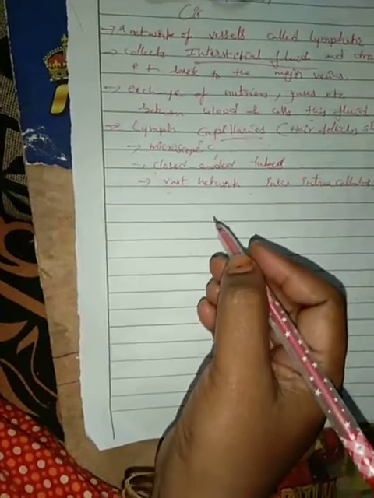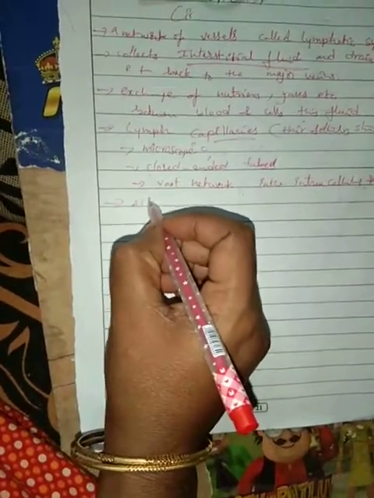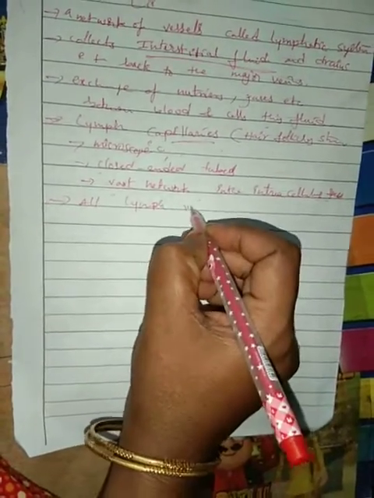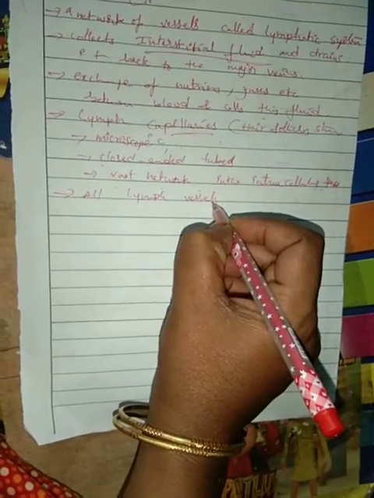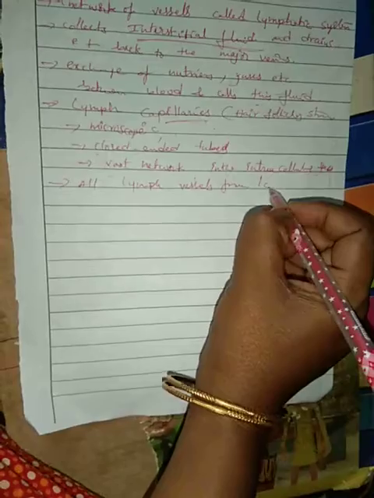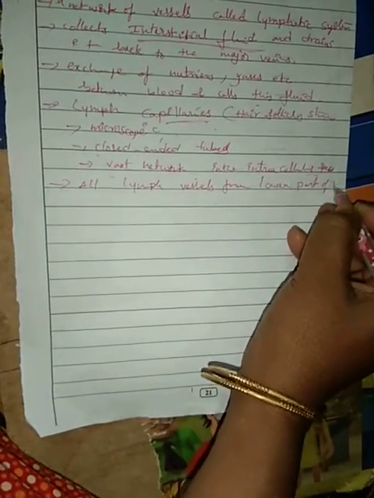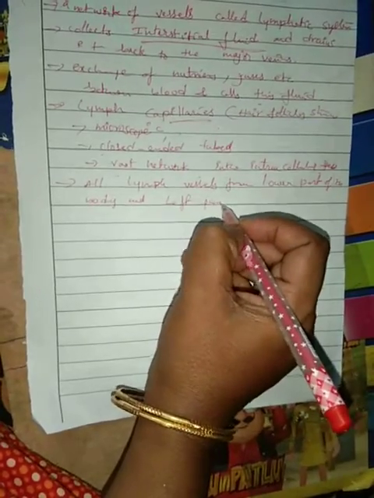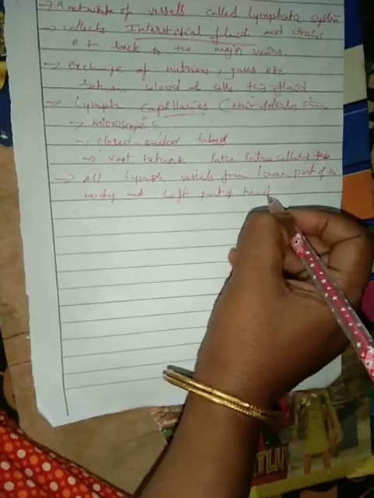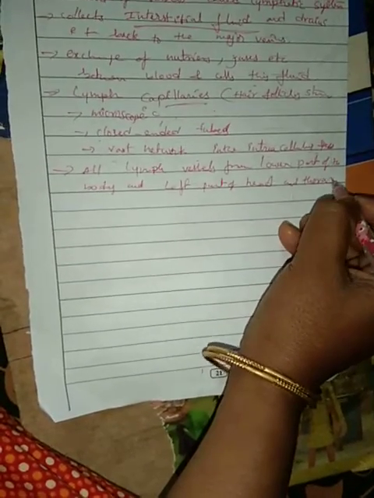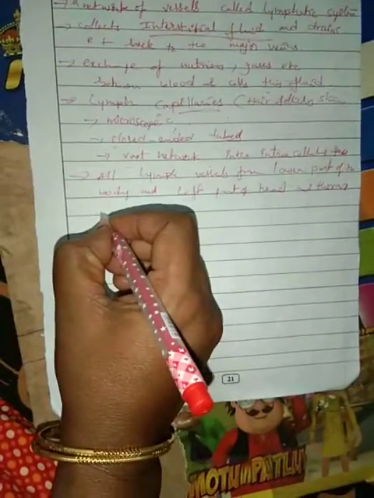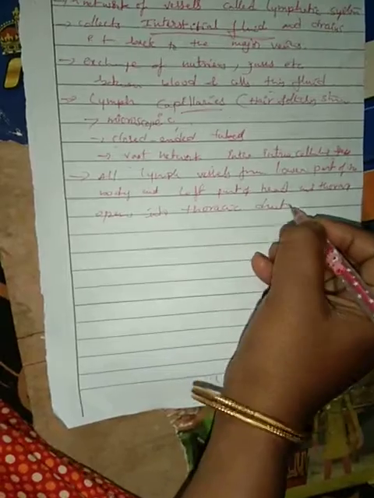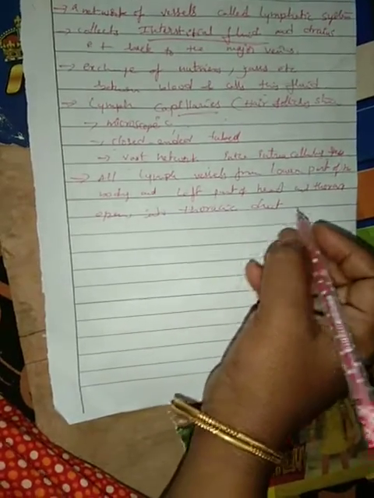All lymph vessels from the lower part of the body and left part of the body, lower part and left part of the head and thorax, open into a thoracic duct, which in turn opens into the left subclavian vein.